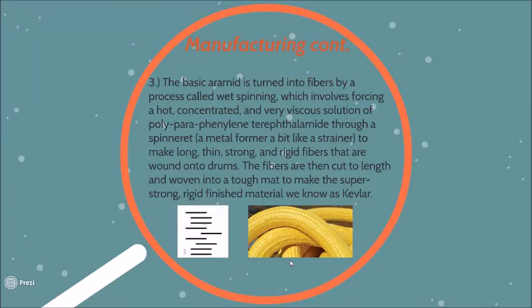And in step 3, the basic aramid is turned into fibers by a process called wet spinning, which involves forcing a hot, concentrated, and very viscous solution of polyparaphenylene terephthalamide through a spinneret, a metal former a bit like a strainer, to make long, thin, strong, and rigid fibers that are wound onto drums. The fibers are then cut to length and woven into a tough material to make the super strong, rigid, finished material we know as Kevlar. And here's Kevlar right here.